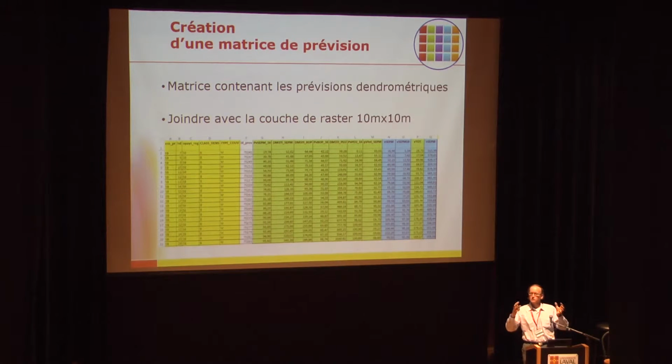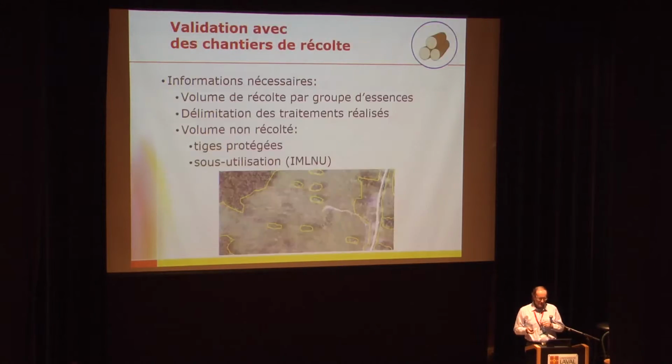And at the end, that matrix will be joined with the 10 meter by 10 meter cell layer, the raster layer, to eventually come up with an interesting form of mapping.